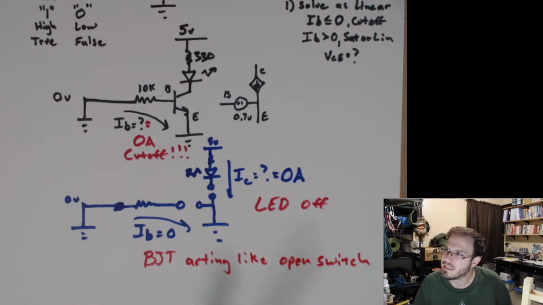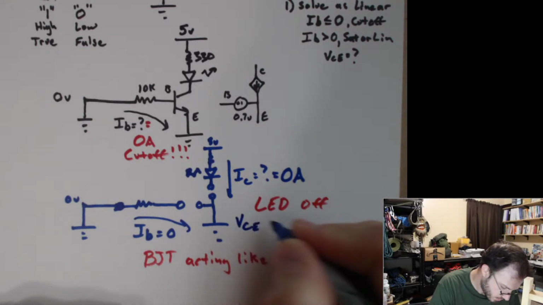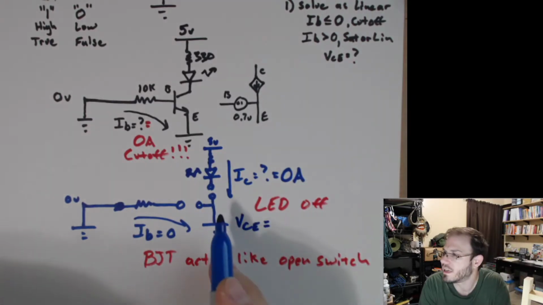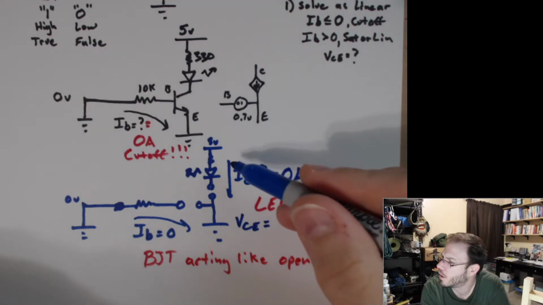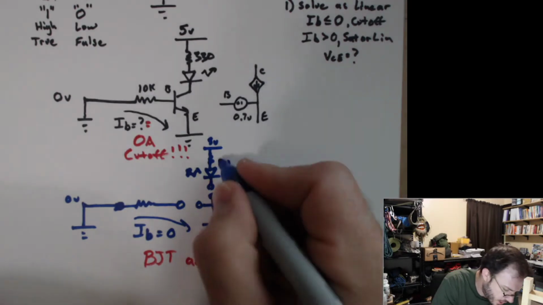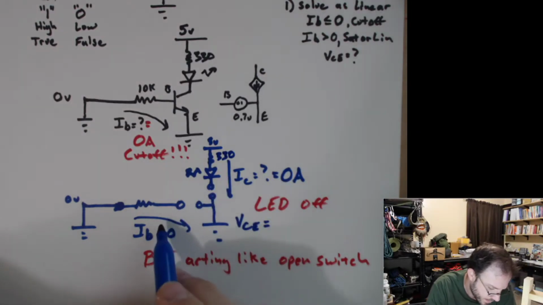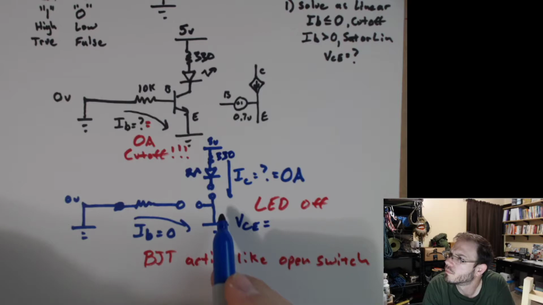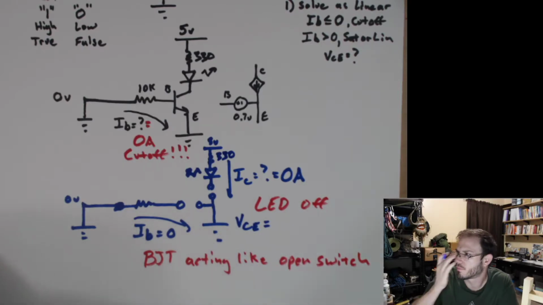Now, for completeness, I can go ahead and ask, well, what's VCE? What is VCE in this circuit? We have 0 current flowing through this. We have a 330 ohm resistor up here. I didn't write in the value, but that's 330. VCE is going to be what? Don't say 0 volts. It's going to be 5 volts.